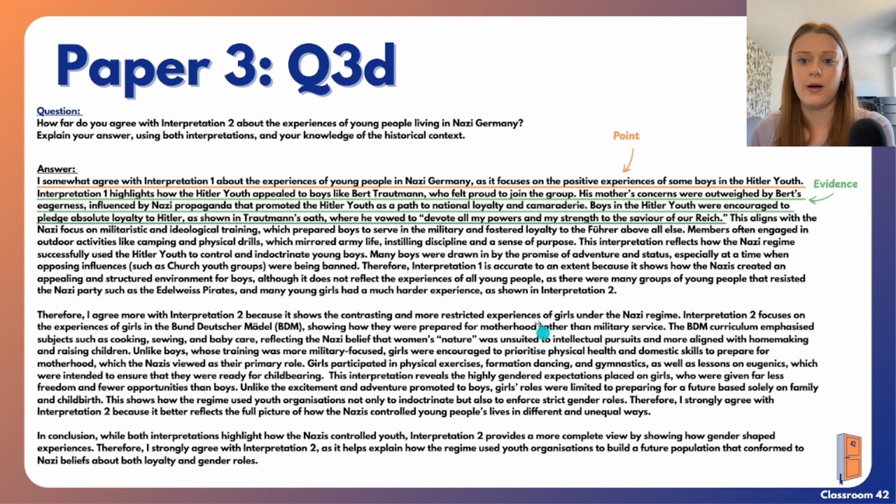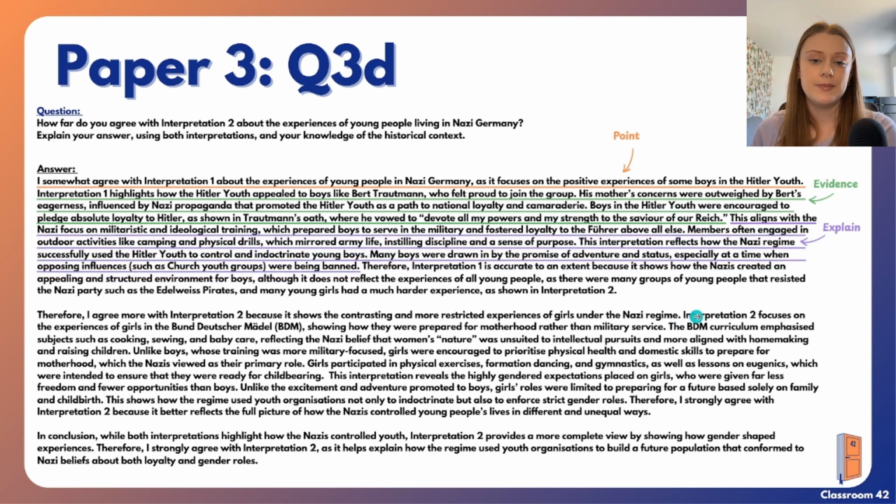So I'm talking about how interpretation 1 highlights that the Hitler Youth appealed to boys like Bert Trautmann, who felt proud to be in the group, talking about his mother's concerns, and how boys in the Hitler Youth were encouraged to pledge absolute loyalty to Hitler, as shown in the oath, where he vows to devote all my powers and my strength to the saviour of our Reich.